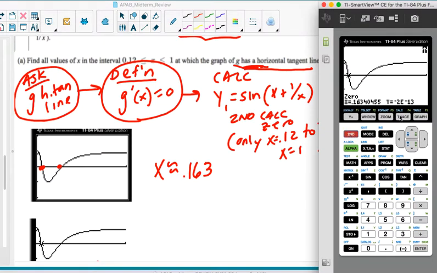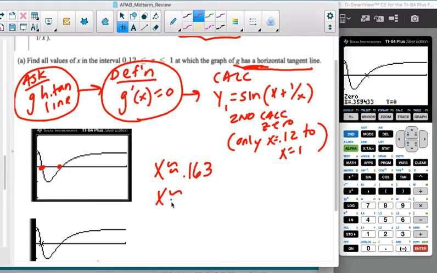So if I do second calc zero, I'm going to scroll over. I want to be a little bit to the left of this second zero, so I'm to the left, cross it. And again, I have no good reason why I work from left to right on my zeros. I just always have. So I'm going to get that the other one is 0.359. These are my two answers, and that's it, right?